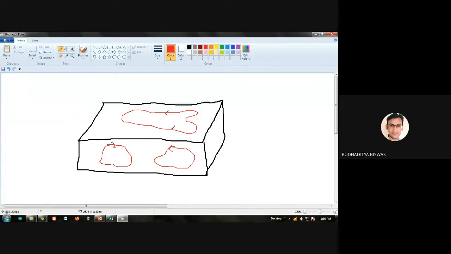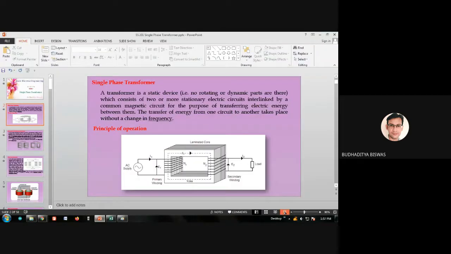Okay, so what is the bad effect of eddy current flowing through the core? After some time, it heats up the core. So how to prevent this? We need to decrease the area of the core. How to decrease the area of the core? That's why the core is laminated like this.